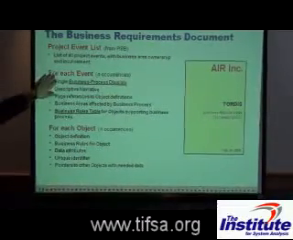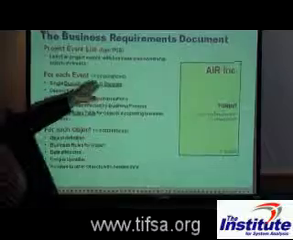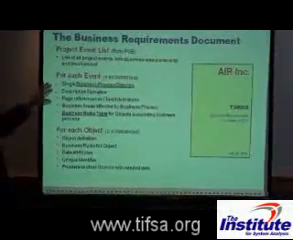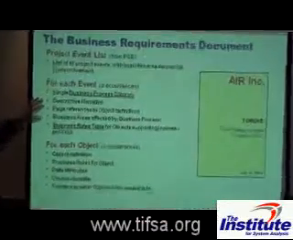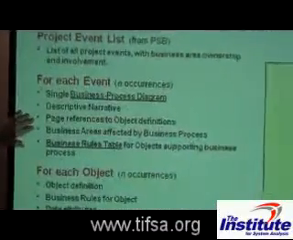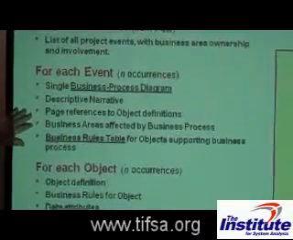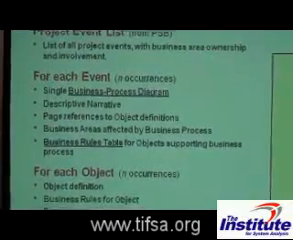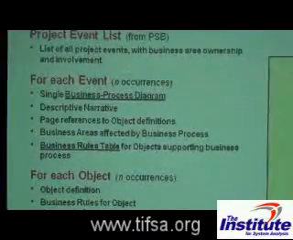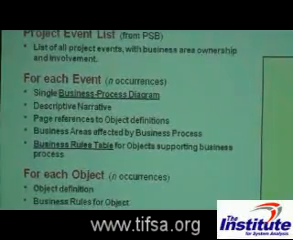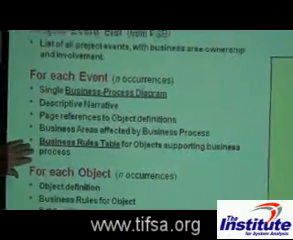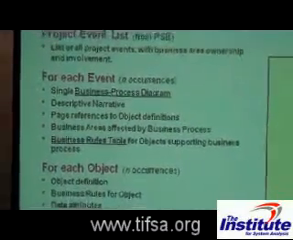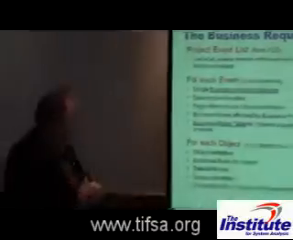And for each of the events, and there will be several, you're going to have some other information. You're going to have a business process diagram, a picture. There's going to be a narrative. There's going to be references to objects and data. You're going to have the business areas, the organizational units that are affected by that business process. You're also going to have a table that supports the data from which we're going to draw the business rules in this document as well.